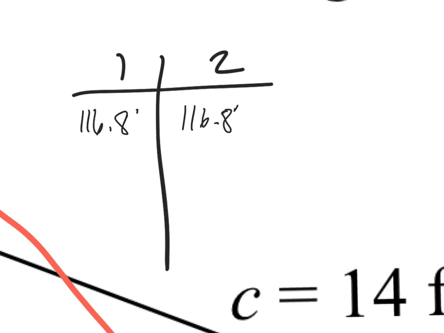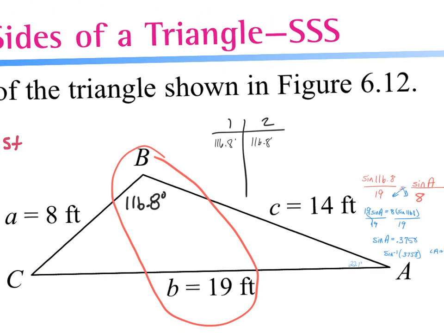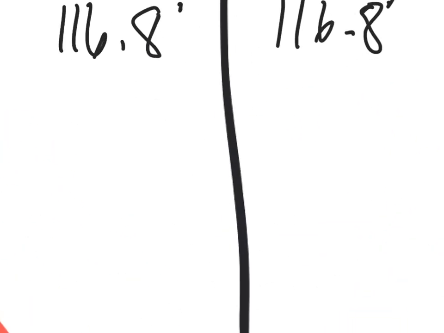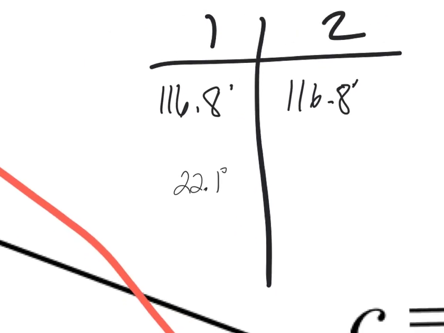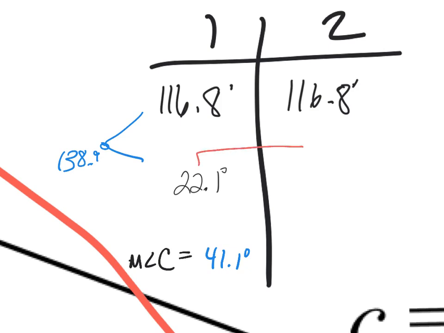All right, in triangle 1, we just found that the second angle is 22.1, yes? Agreed? Okay. Well, how can I find out the measure of angle C? I can add those two. So what is 116.8 and 22.1? 138.9. All right. And then what is the leftover? I take 180 minus 138.9. I get what? 41.1 degrees.